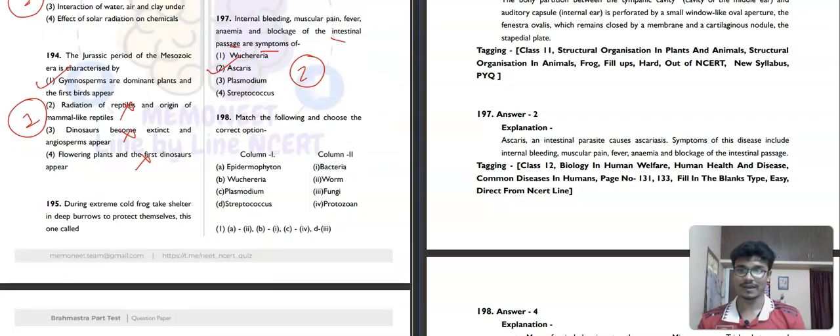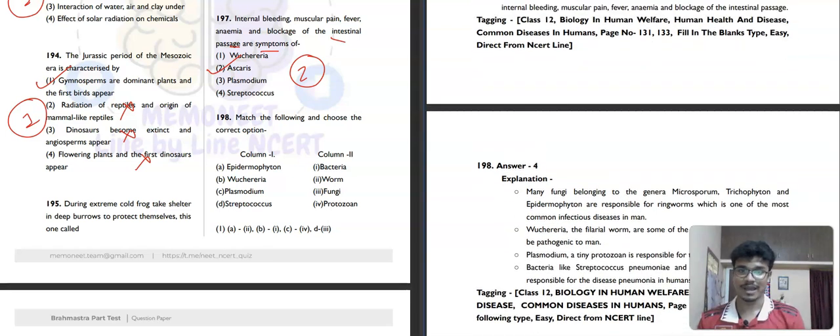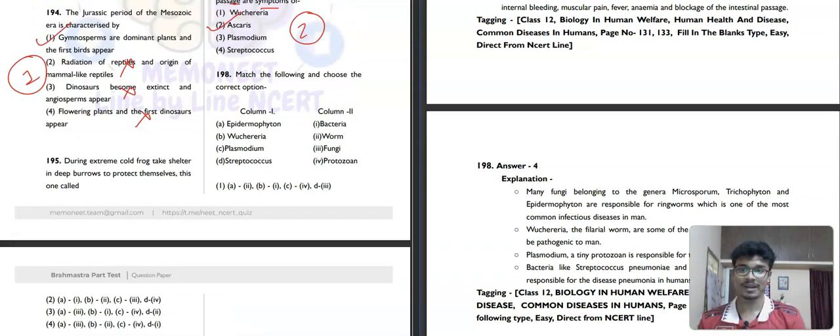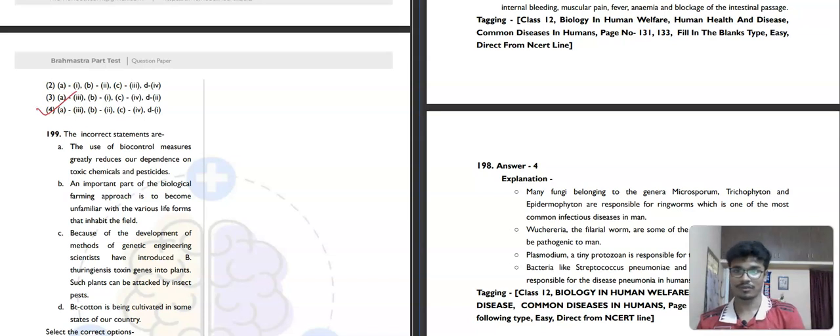Then question number 198. Epidermophyton, here it is a fungus. And then Wuchereria, you know that is the worm, the filarial worm. Then Plasmodium, you know that, Plasmodium vivax. Plasmodium is a protozoan. Streptococcus is a bacteria. So here the correct answer will be option number 4th.